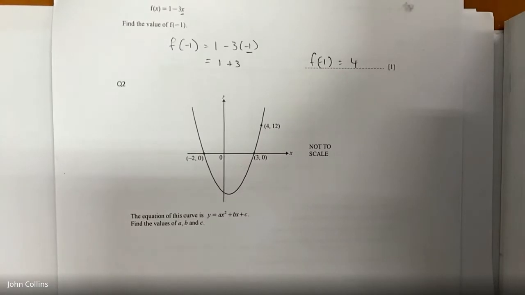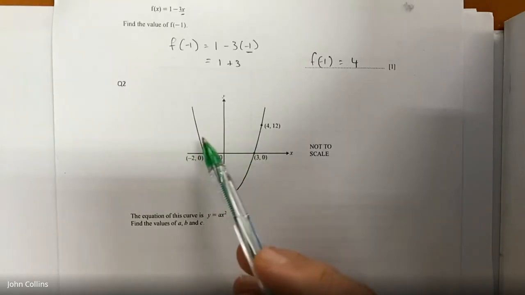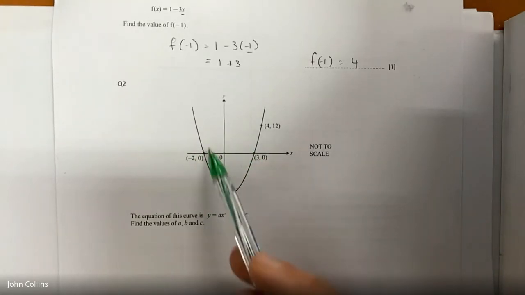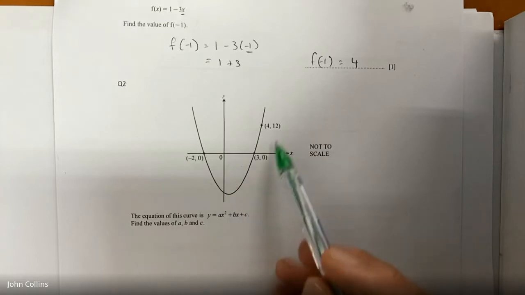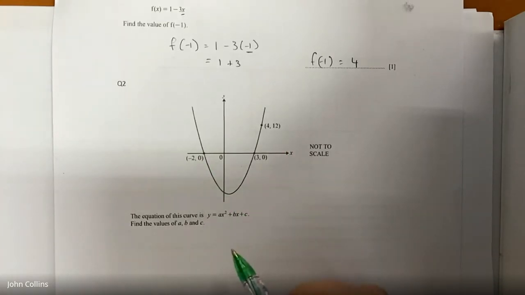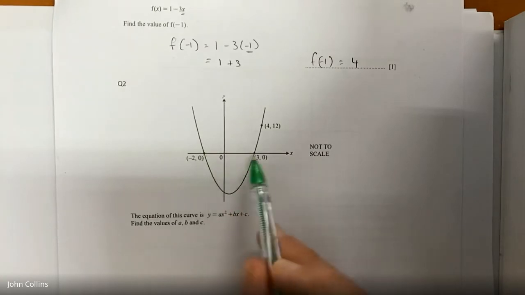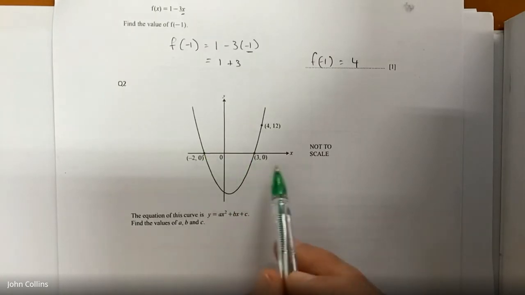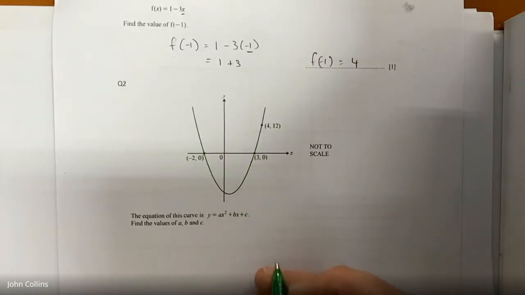The second one is not straightforward. There's loads of information on this graph. You know it's a quadratic. You should know it's a quadratic. You also know it's a positive quadratic. It's positive x squared here because it's a U shape. From here, I'm going to use the two zeros, so minus 2, 0 and 3, 0, as they are the roots, or the answers when y equals 0.